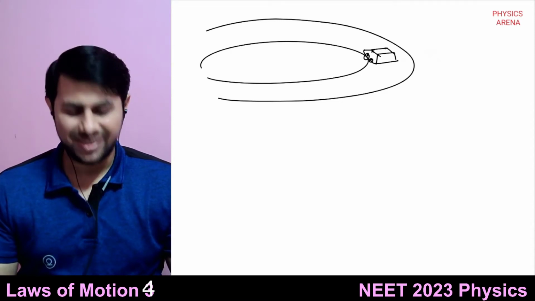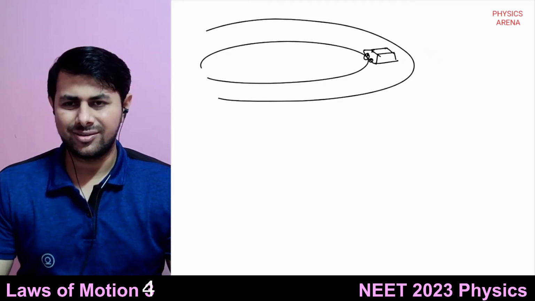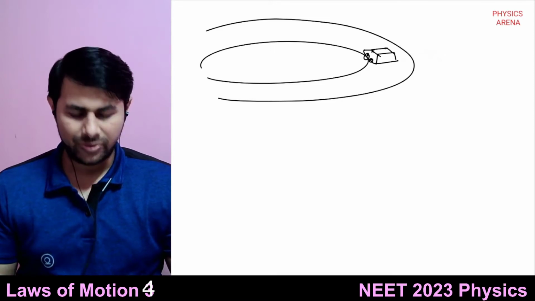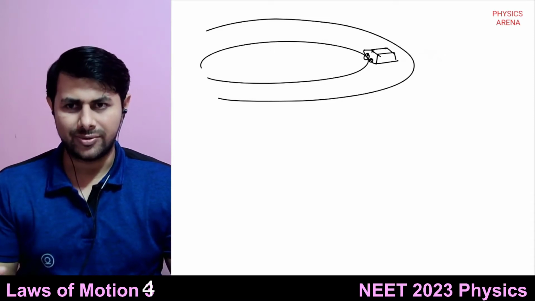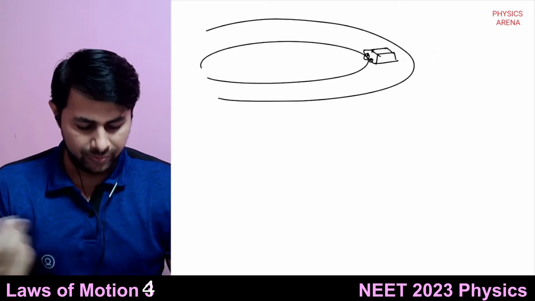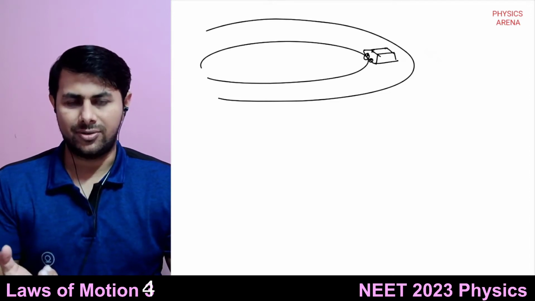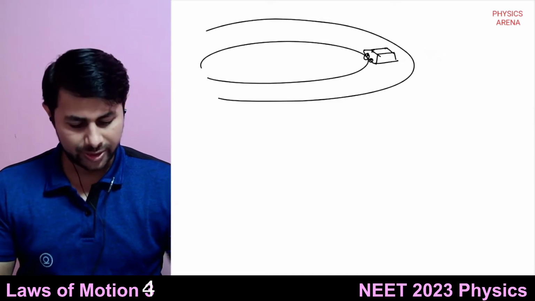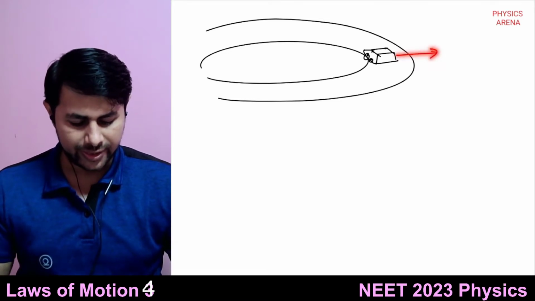It is the frictional force, right? Which is the force which holds the car on the road? It's the frictional force. It avoids the skidding of the car.